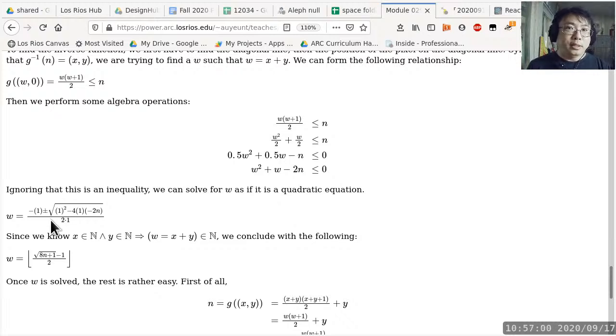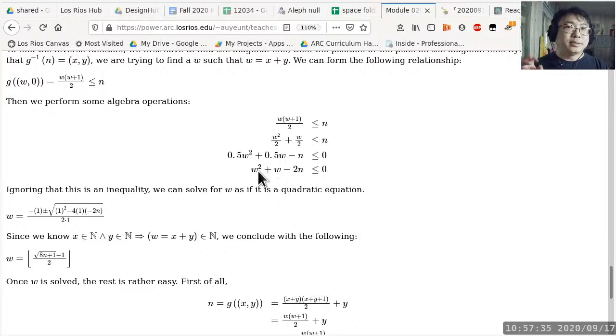But that is going to be an irrational number. So now we have to say, okay, if it's an irrational number that solves this equation so that w squared plus w minus 2n is exactly 0, then what should we do to that irrational number to actually get to the w that we want, which is a natural number? So we take this, which is called the floor symbol. We take the floor of that. Why do we take the floor of that? Because we want this entire thing to be less than or equal to 0, not equal to 0.